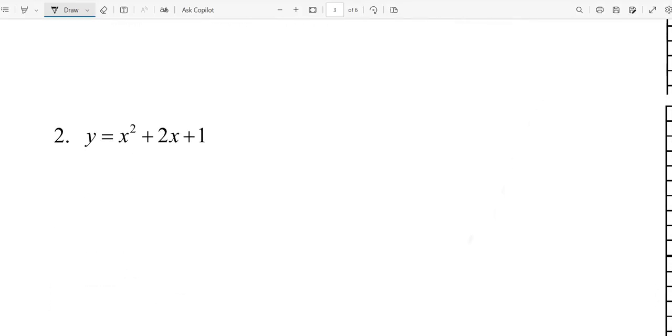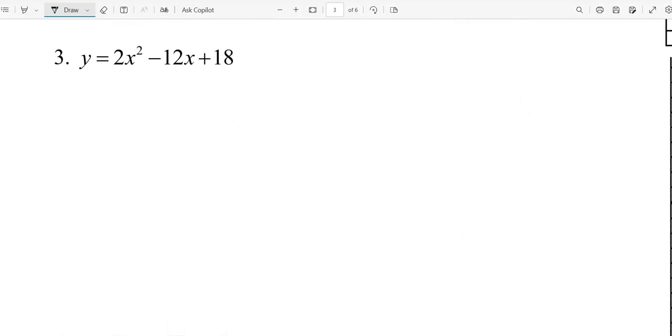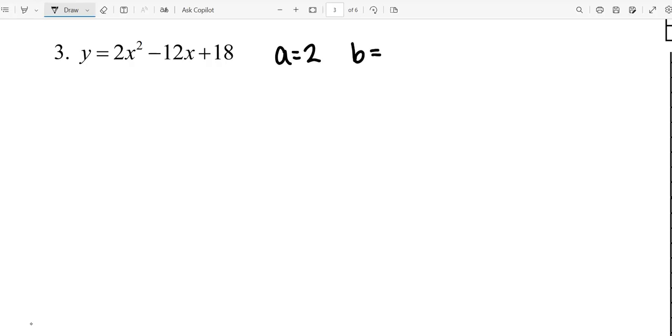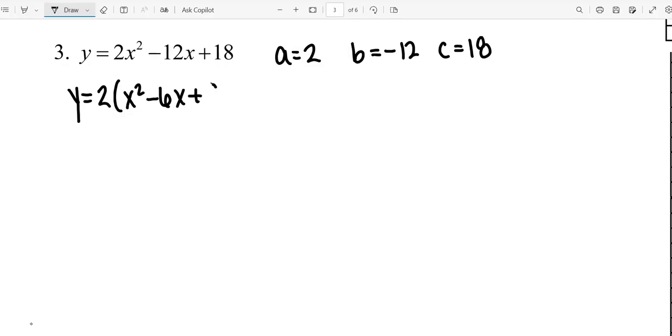Let's actually do number 3 together. I'm changing my plans. What is a for number 3? 2. What is b? -12. What is c? 18. What do you notice? All multiples of 2. So is there a greatest common factor of 2? Let's take that out. So that'll give me 2 times what? x squared minus 6x plus 9. What would your a be there?